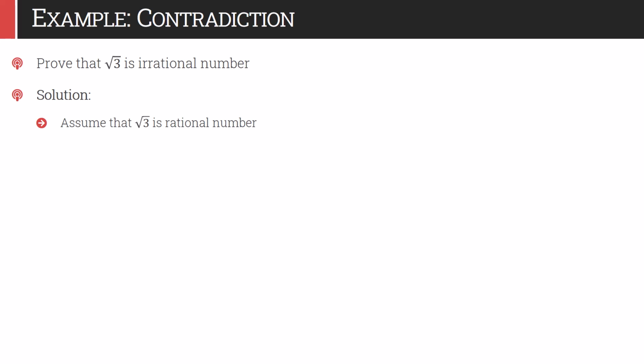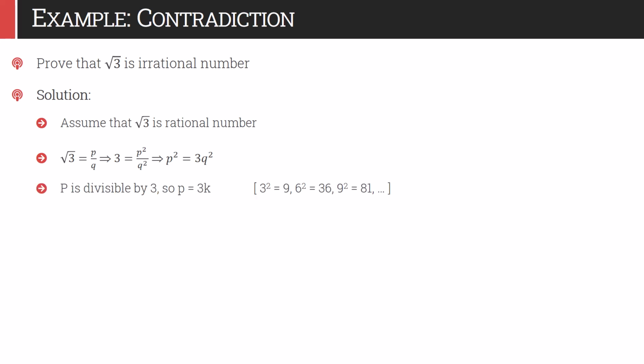So start with the contradiction of the statement, that is, assume that root 3 is a rational number. Right? So we can say that root 3 is equal to p by q. Take the square on both the sides. So 3 is equal to p square by q square. That implies p square is equal to 3q square.